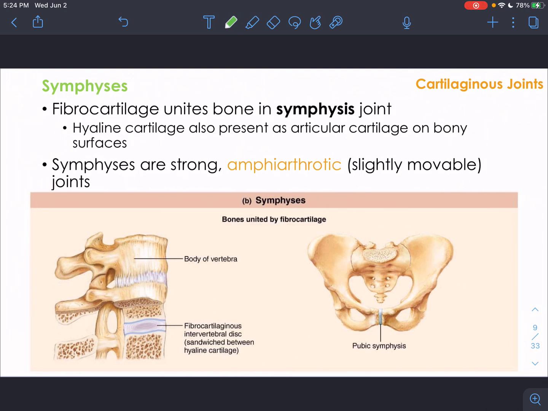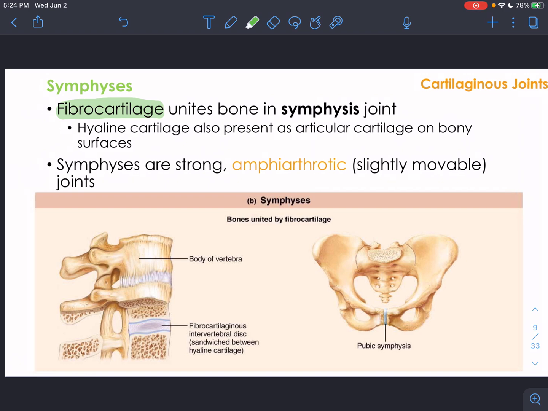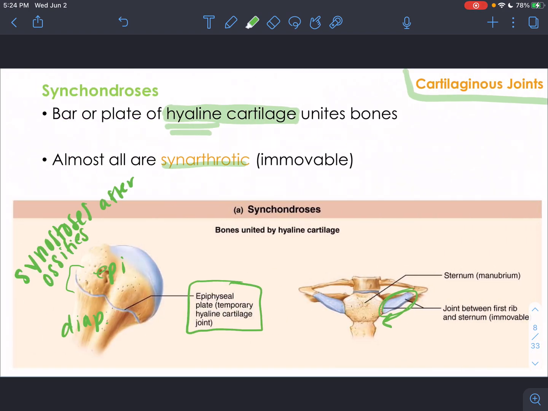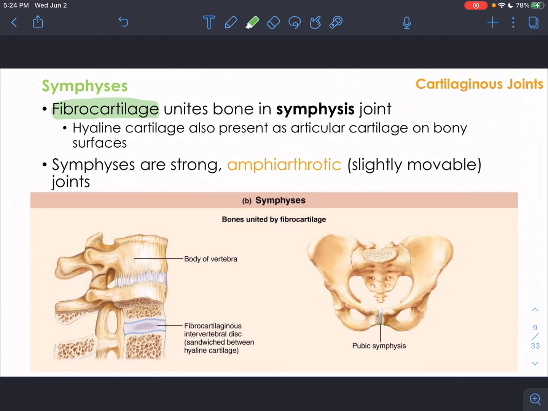Okay. The other type of cartilaginous joint we have are symphyses. In symphyses, we have fibrocartilage that's uniting the bones in the symphysis joint. So this last type, remember, we had hyaline cartilage in synchondroses; in symphyses, we have fibrocartilage. Okay, you can have hyaline cartilage present in these joints, but only as articular cartilage. And remember, articular cartilage is going to be covering the bone surface directly.